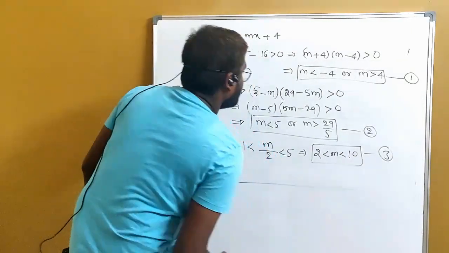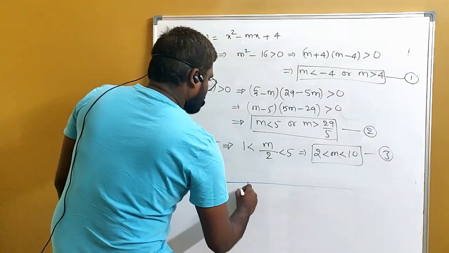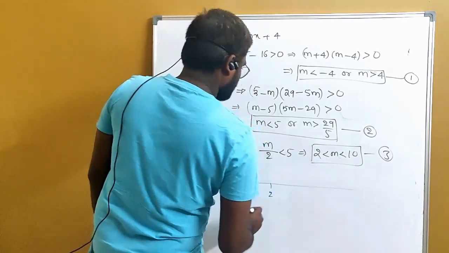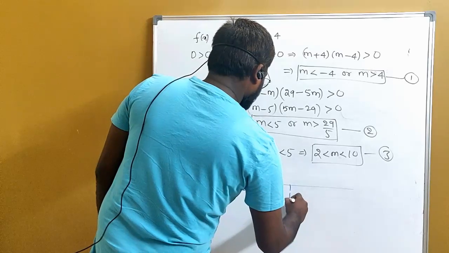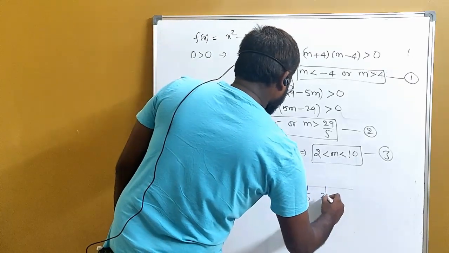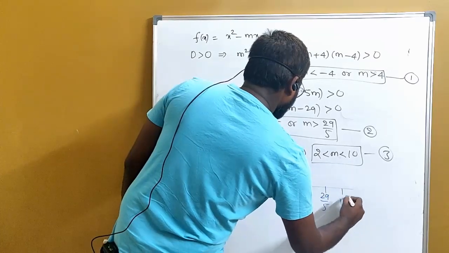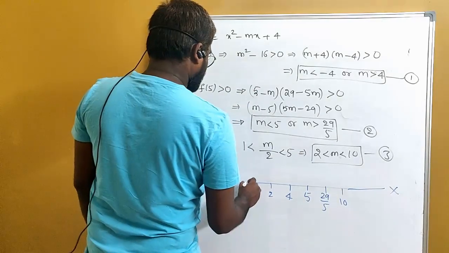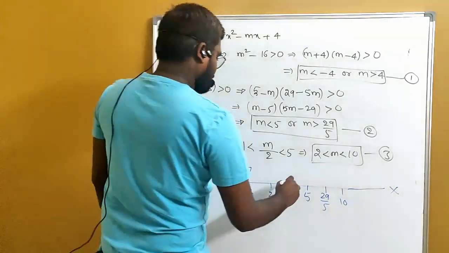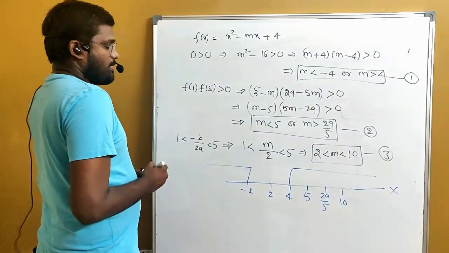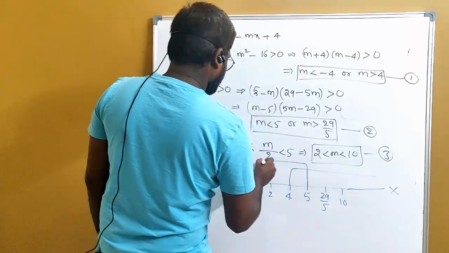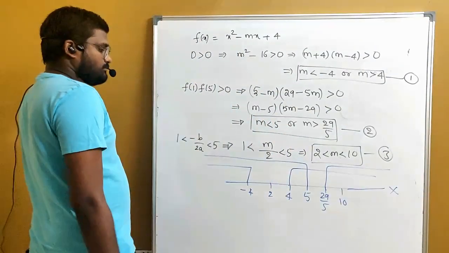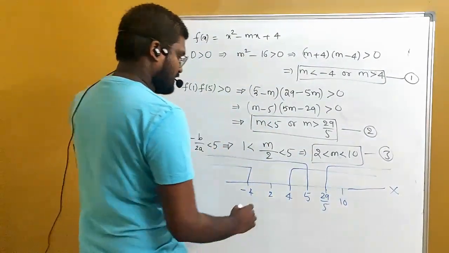And finally the answer will be, minus 4, 2, because 2 is there, and next one will be 4, next one will be 5, next one will be 29 by 5, next one will be 10. This is x-axis. Now take the intersection of these three. M less than minus 4, M greater than 4. Next, M less than 5, M greater than 29 by 5, and M is lying between 2 to 10.